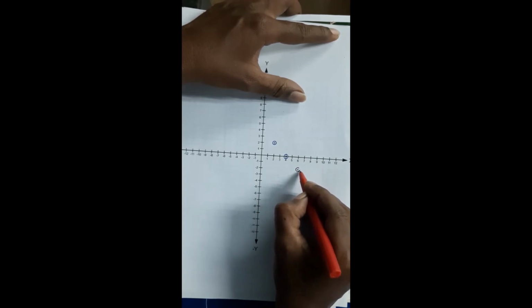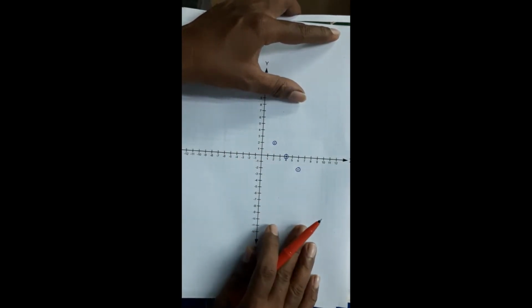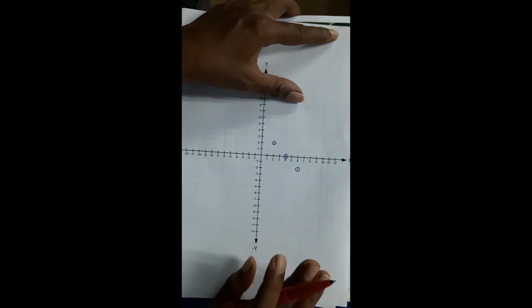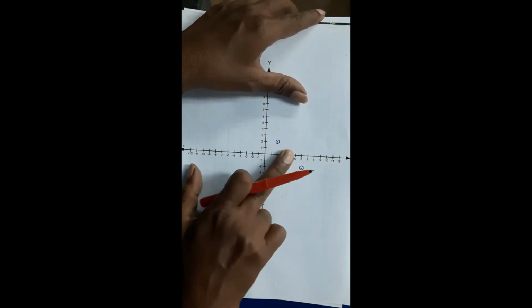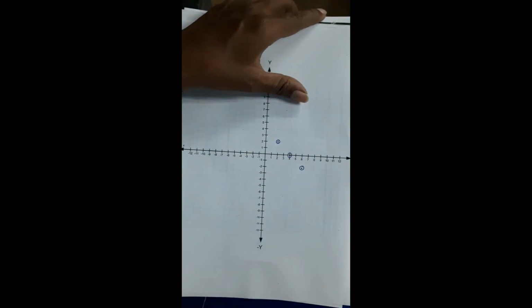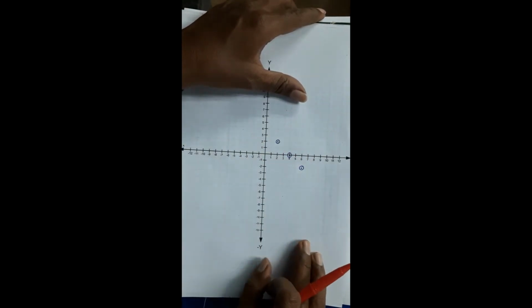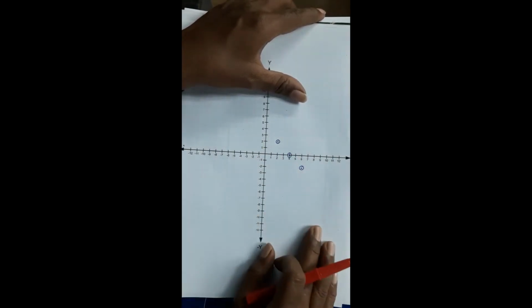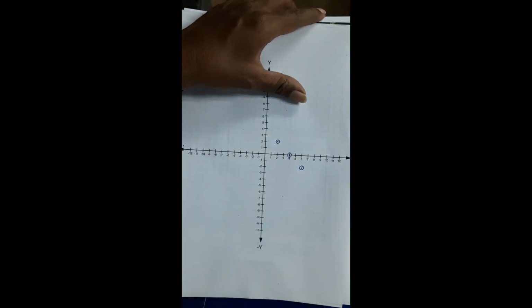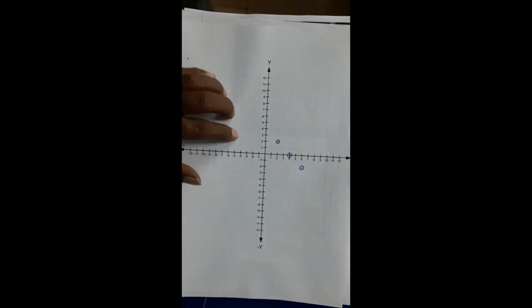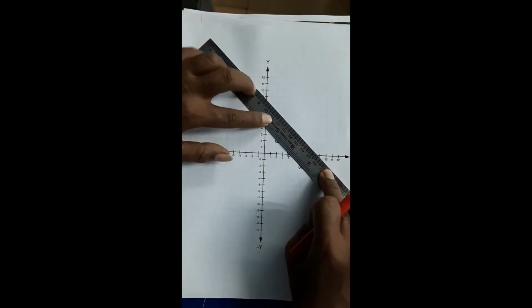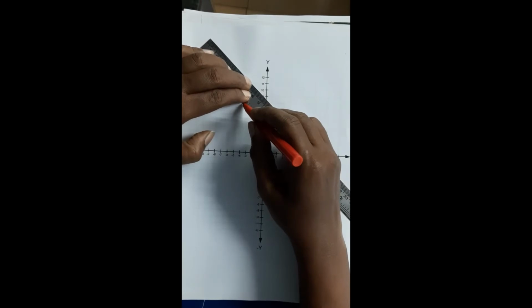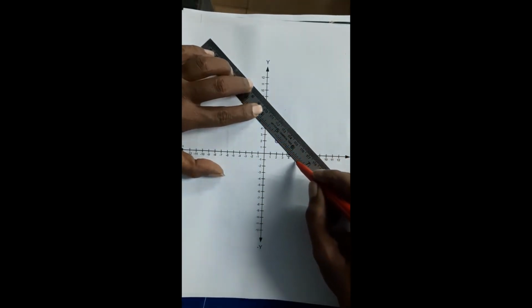See my dear students, when you plot these 3 points, all the 3 points should come in the same line. If you had plotted only 2 points, 2 points will always be in a straight line. How will you come to know whether you have made any mistake or not? Always plot 3 points. When you plot 3 points and all the 3 points come in a straight line, that means your graph is accurate. Now you just have to draw this. This is your graph.